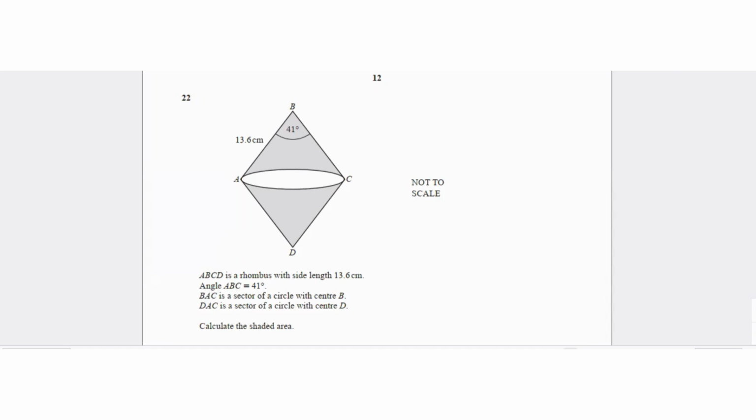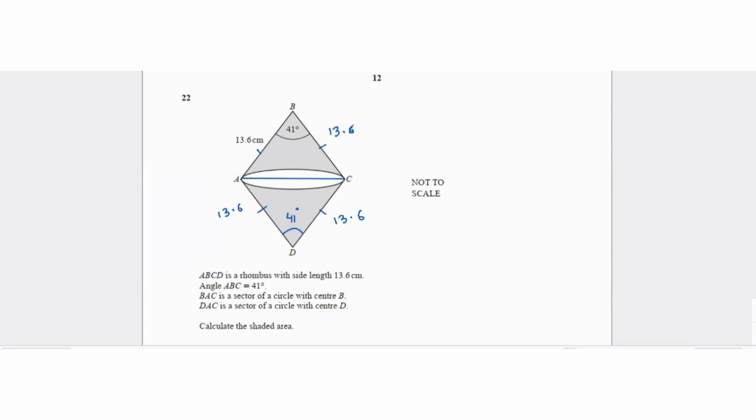So in a rhombus, you need to remember that all sides are equal, which means all these lengths are going to be 13.6 as well. Secondly, in a rhombus, opposite angles are equal, which means this angle is also going to be 41 degrees. So now that we have our rhombus properties sorted, let's divide the shape into two equal parts.